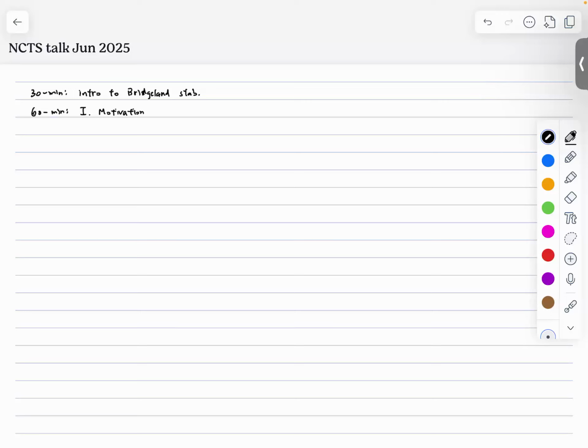And then for the remaining part of the talk, I will try to give a motivation for the problems we are thinking about. And then I'll try to describe some of the results that we have on K3 and general type surfaces. And hopefully we'll have time to talk about some results on Fano surfaces as well.